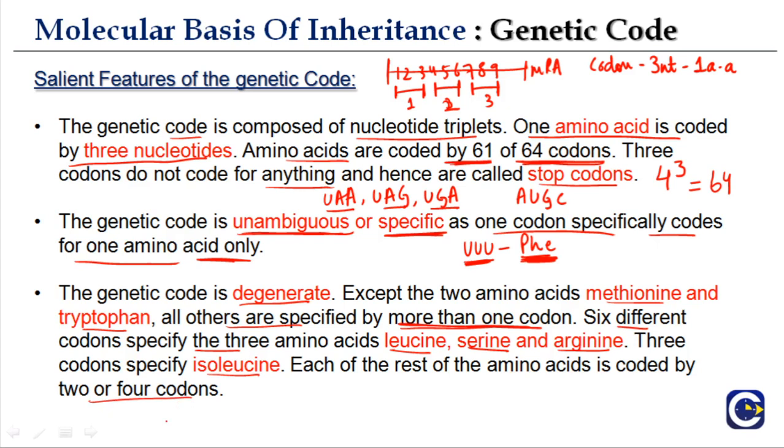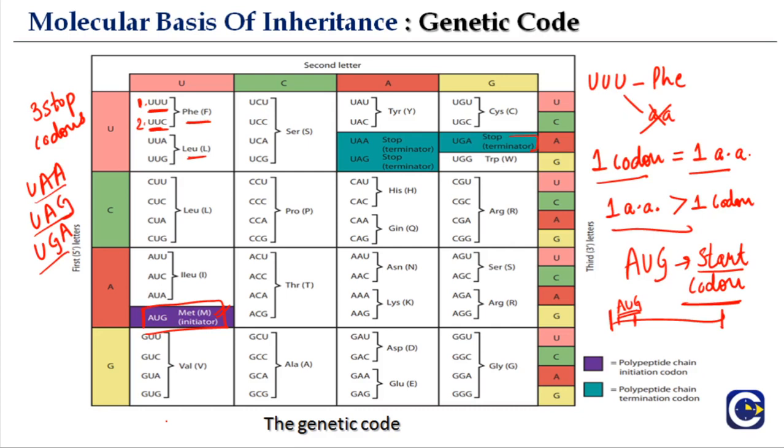There are multiple codons. Let's just go back to the previous slide once. For example, here, if you look at isoleucine, AUU, AUC, AUA. You don't have to memorize this for each of the amino acids. That is not needed. But you can see that isoleucine can be coded by 3 different codons.